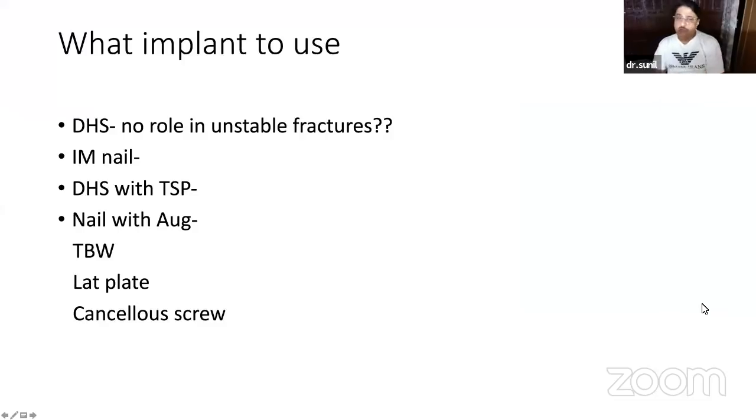So what implant do we want to use? Whether there is a role of DHS in unstable fractures, again, that's where I put a question mark. Is anybody using a DHS for this? Yes, Chetan? So what's the message, Sunil? Should we be doing a CT scan or should we not be doing it?